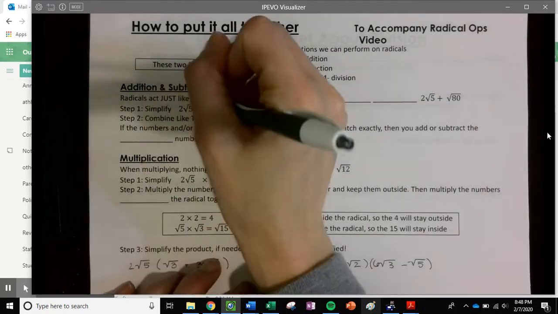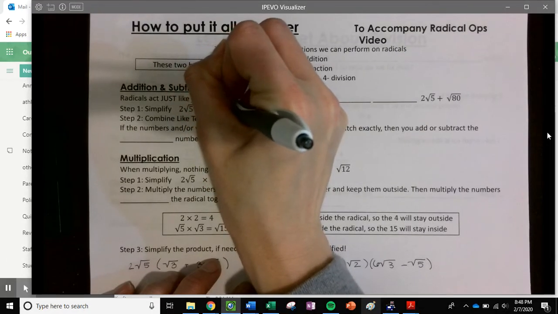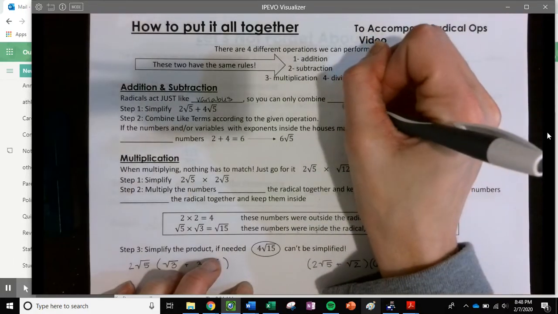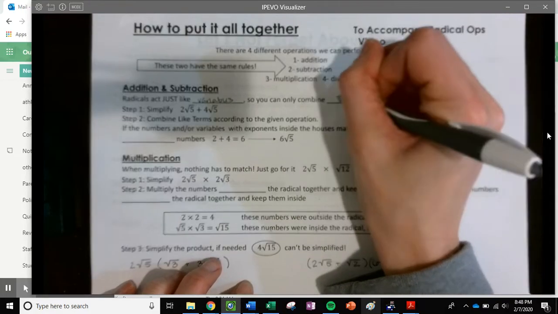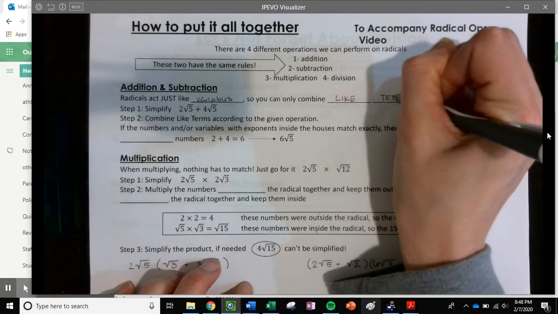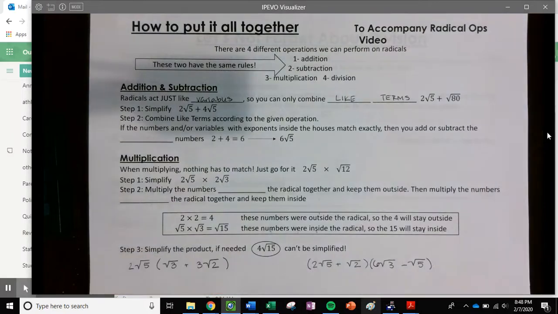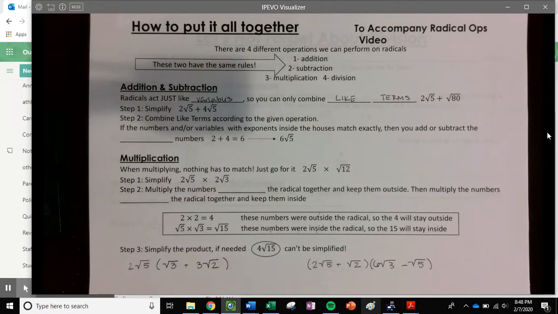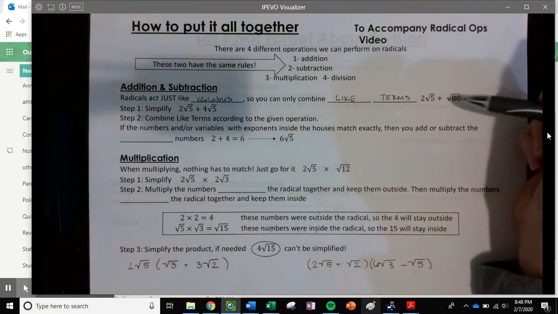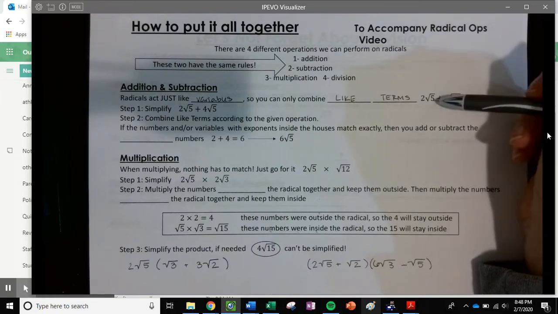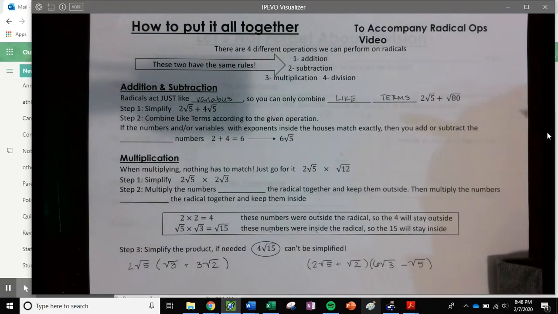Because radicals act just like variables, when you're adding and subtracting, you can only combine, everybody say it with me because you know what I'm about to write down, like terms. Have you gotten sick of seeing like terms yet? We can only combine like terms. So if I'm given an addition problem, like 2 square root 5 plus square root 80, these are not like terms. We cannot add them together, but that's not to say they can't become like terms.